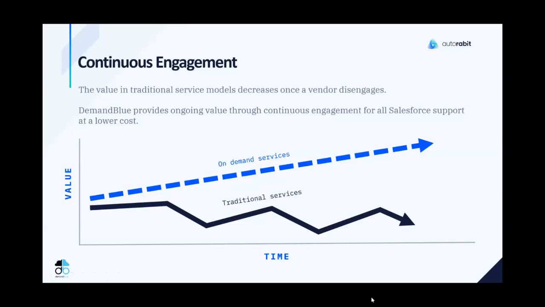In order to understand the importance of an on-demand model, we have to look at how value and time progress through the engagement. If you see on this graph, the curve for both value and time, if value goes up, through time it will eventually come down because of lack of engagement. So in traditional service models over time, the value provided decreases once the vendor disengages.